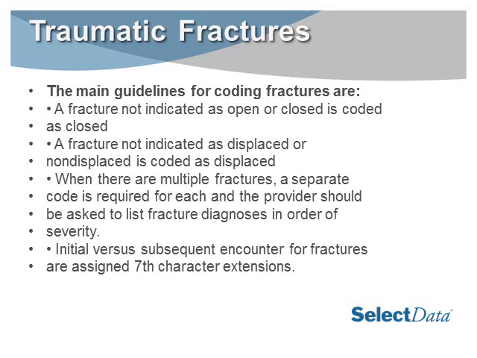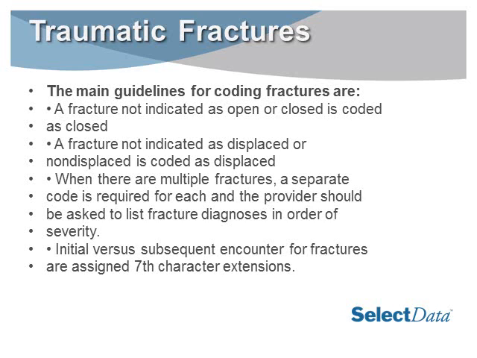So if you have a patient with more than one fracture, you have to get your physician to give you the severity of those fractures. You cannot make assumptions. And there's initial versus subsequent encounters for fractures that are assigned seventh character extensions. And I was interested to see that there are distinctly different seventh character extensions for closed traumatic fractures as opposed to open fractures. So each have their own extensions.